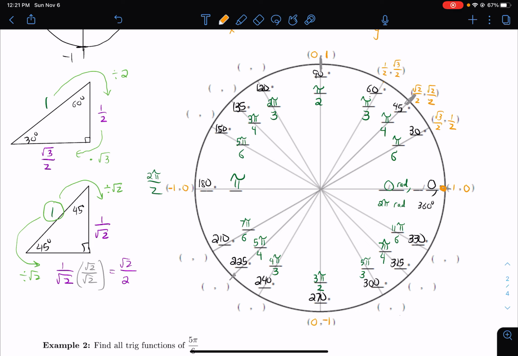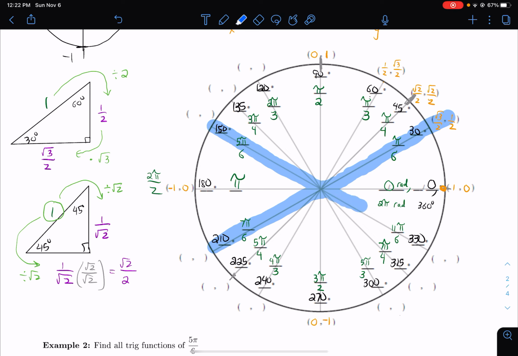Okay, the first thing to notice, based on the symmetry of the picture, is that this 30-degree angle is kind of symmetric to this angle, the 150, because that's 30 degrees up from 180. It's also symmetric to this one, where the 210 is, and it's symmetric to this one, where the 330 is. So I would expect the coordinates to share that symmetry.